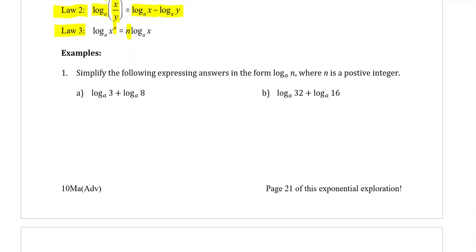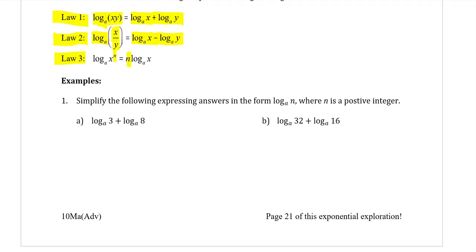Question number 1 says, simplify the following expressions in the form log base a of n when n is a positive integer. So you can see here that we have 2 logarithms added together. So this is law number 1. If those logarithms are added and they have the same base, I can turn that into one logarithm with the same base, and I multiply the numbers together. 3 times 8 is 24, and that's it.